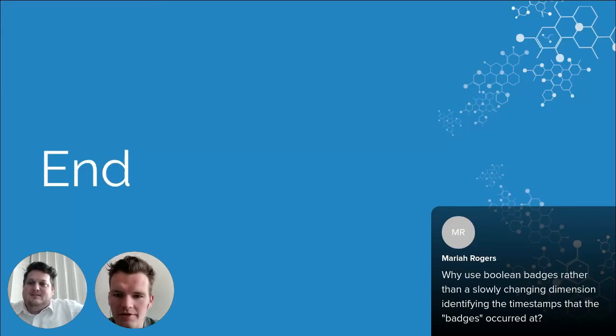Why use Boolean badge? Okay, you can read that. Yeah. So basically, why use Boolean badges instead of slowly changing dimensions? I love slowly changing dimensions. I have often used slowly changing dimensions to prove somebody wrong because I can rebuild entire databases at any moment in time. The reason I don't use them in this situation is the complexity.